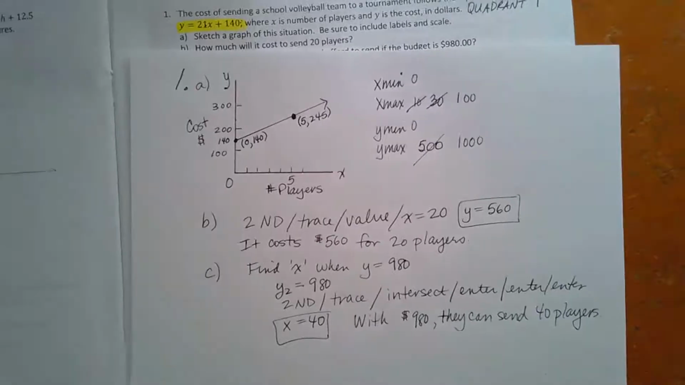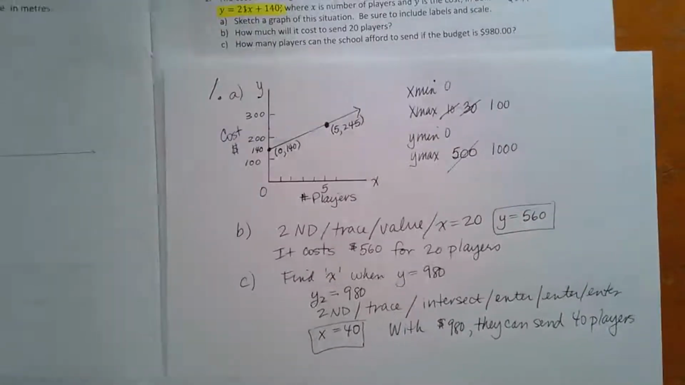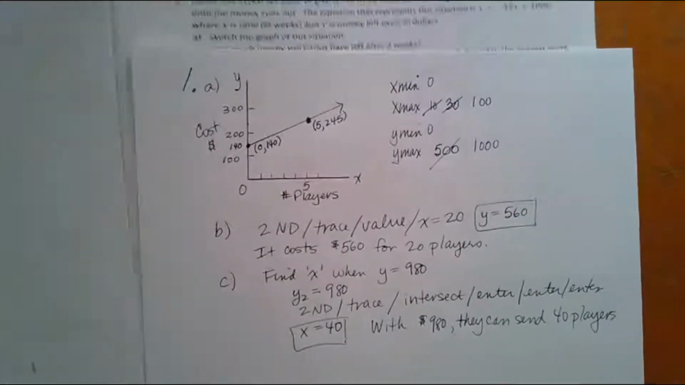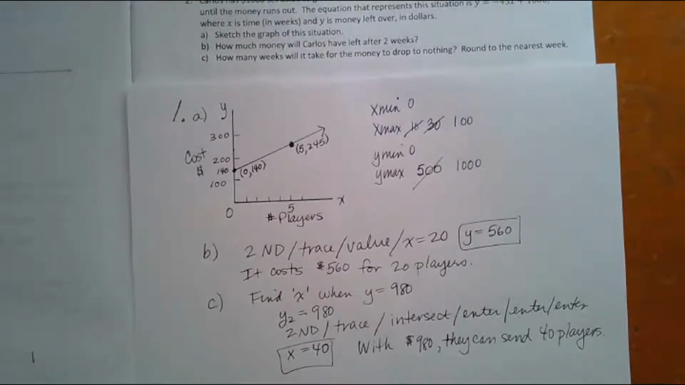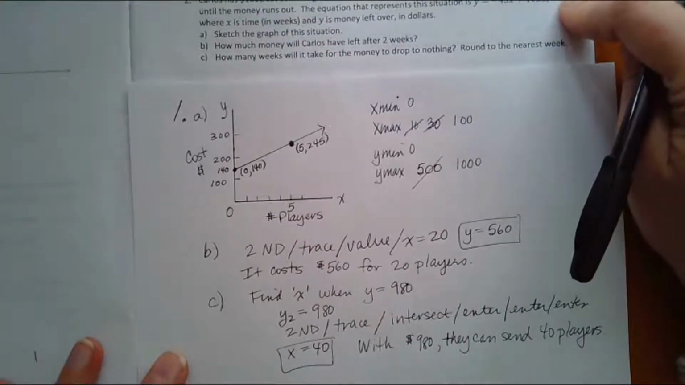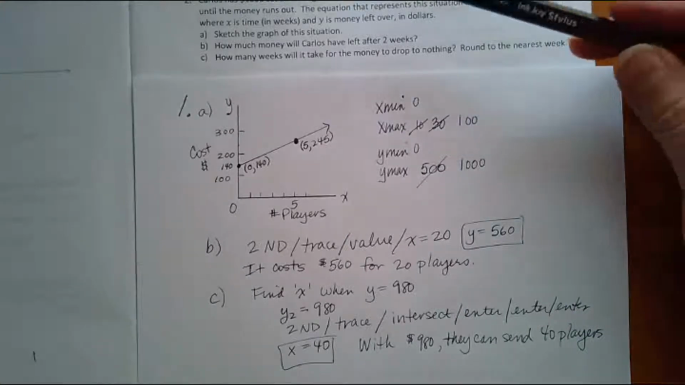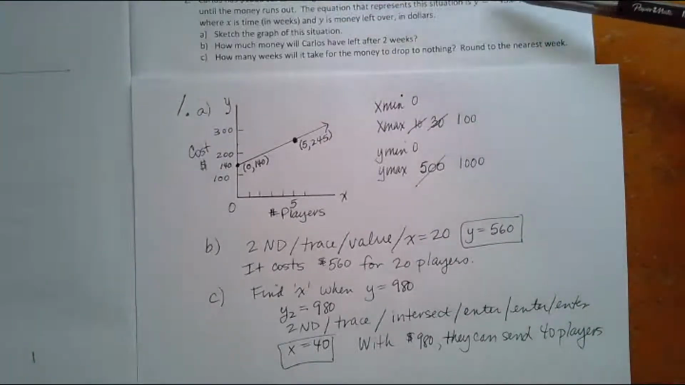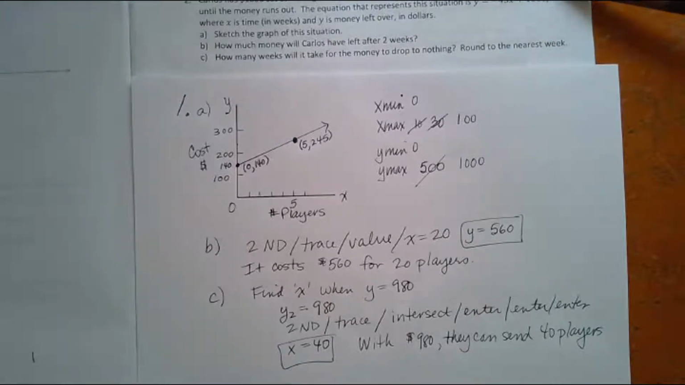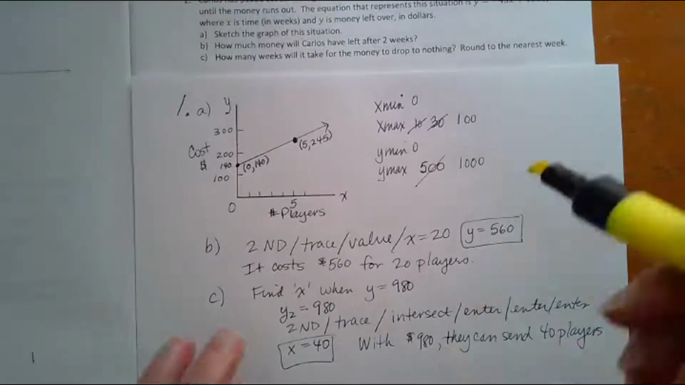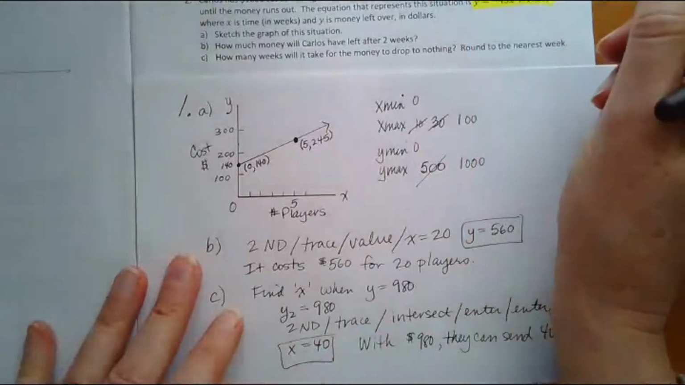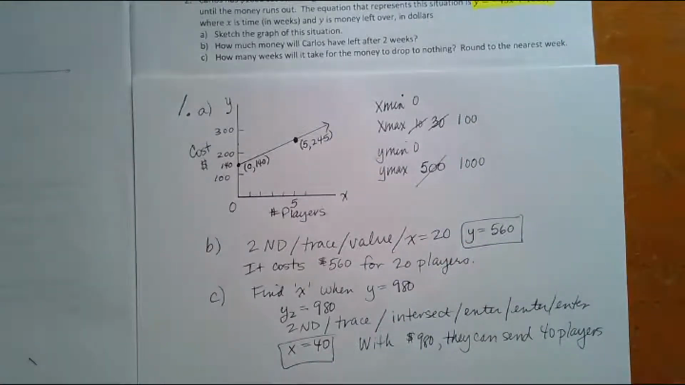Let's try number 2. I'm just going to do the first page, then later today I'll do the second. So number 2, again, they gave us the equation, right? So these are straightforward, I think, except for the windows. Carlos has $1,000 set aside to give to his 3 kids. He'll give each of them $15 a week until the money runs out. The equation that represents the situation, okay, great. They gave us the equation again. Sketch the graph. How much money will he have left?